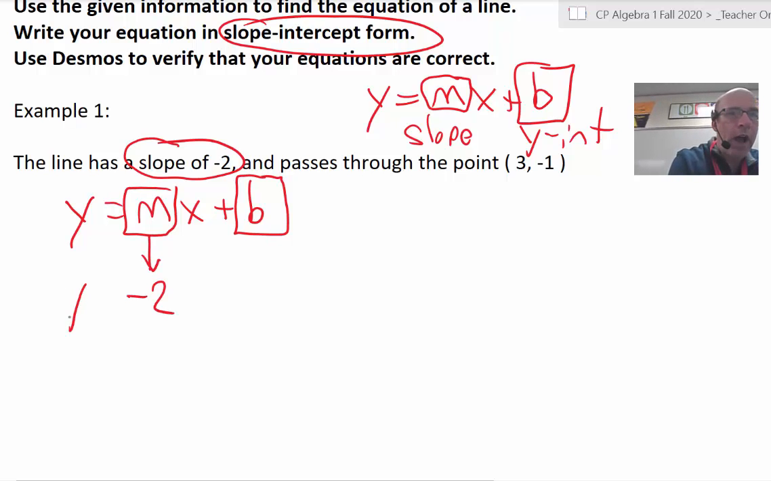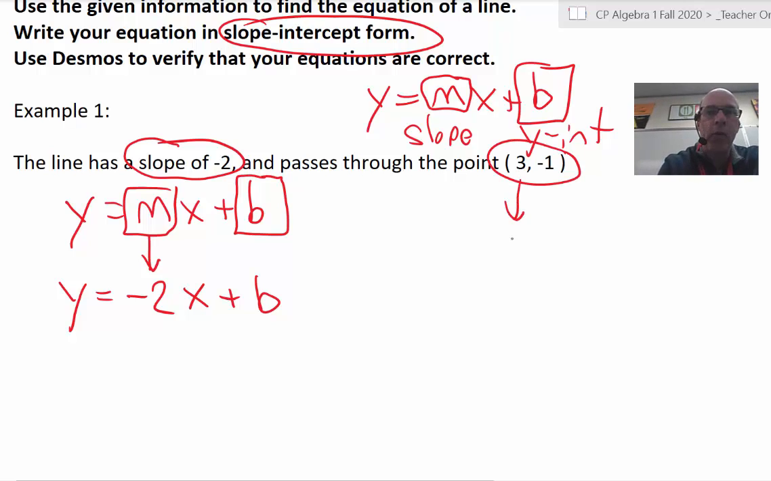So I'm going to write down y equals -2x plus b. I already know the slope, it's -2, so I'm already halfway there. I just need to figure out what the y-intercept is. Here's how we're going to figure out the y-intercept. This is kind of a new idea. We're going to take this point, and remember that any point is written in the order x, y. The point 3, -1 is going to fit this equation. It's going to be a solution to this equation.